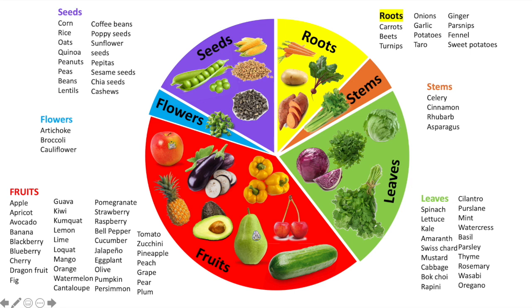I see a lot of green and a lot of red. And let's look. So the green is the leaves. Oh yeah, there are a ton of leafy vegetables. And the red is the fruit. Yep, and there are a ton of vegetables that are technically fruits. Feel free to pause the video to keep looking at the chart, but we're going to move on for now.